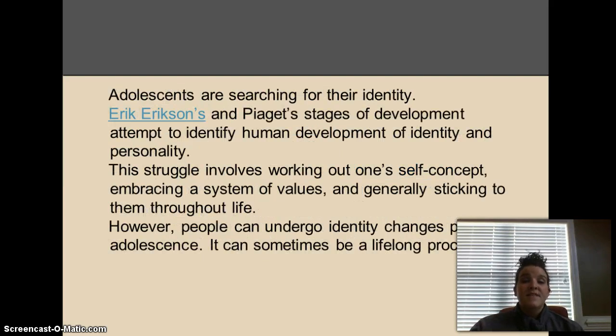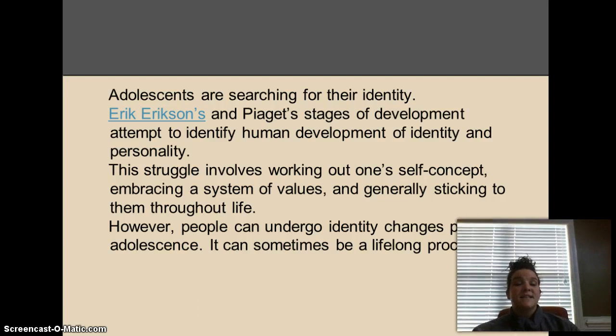Erik Erikson said that adolescents are searching for their identity. So Erikson and Piaget attempt to identify human development of identity and personality. This struggle involves working out one's self-concept, embracing a system of values, and generally sticking to them throughout life. It's really this adolescent period that you guys are in right now where you're trying to figure out who am I, and you're examining your own consciousness against what your parents want and their beliefs. And so people can undergo identity changes past adolescence, and sometimes it's a lifelong process trying to figure out who you are. But really it's in adolescence where we start to question who are we and try to get the answer to that question.